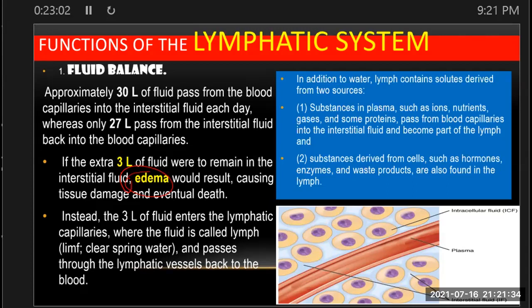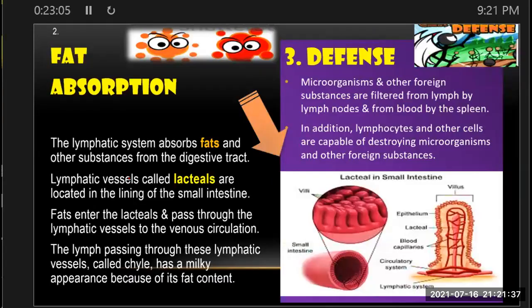So the second function would be fat absorption. The lymphatic system absorbs fats and other substances from the digestive tract. Lymphatic vessels called lacteals absorb fats from the digestive tract. The lymph passing through the lacteals is milky in appearance due to the fat content. You can correlate this with the chyle.